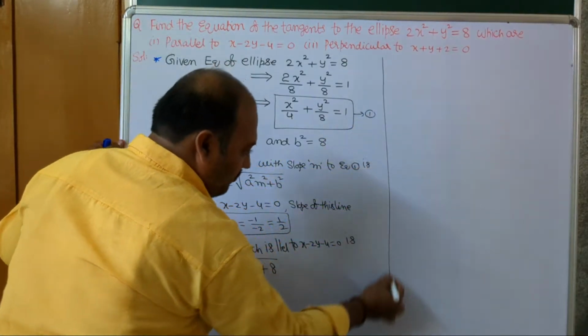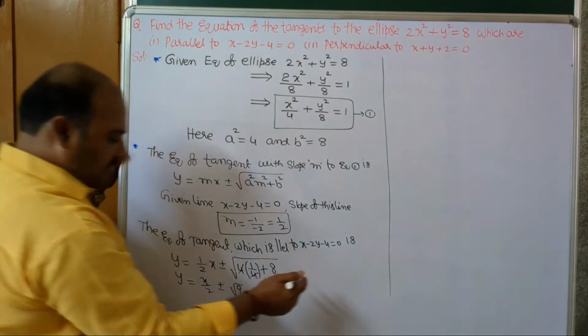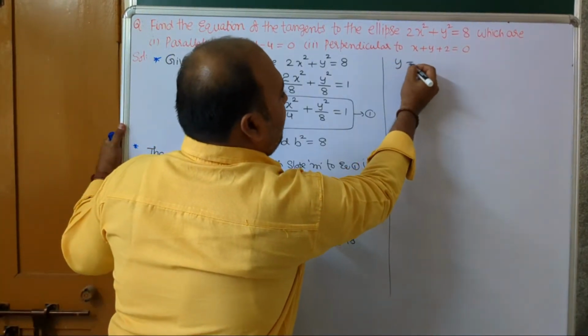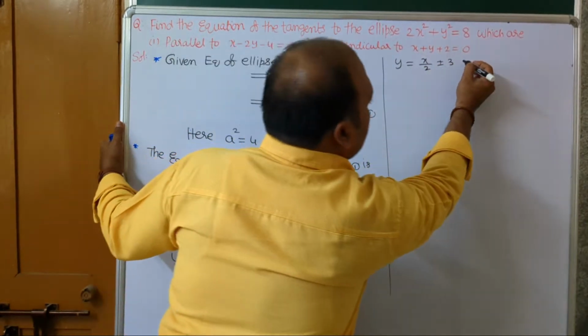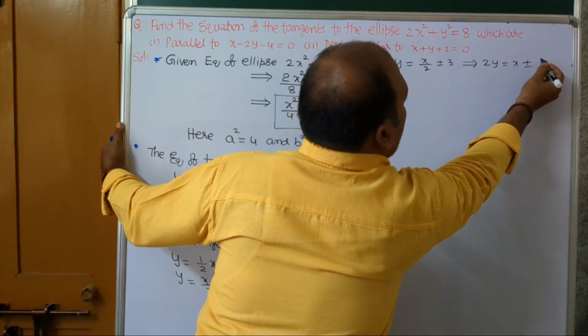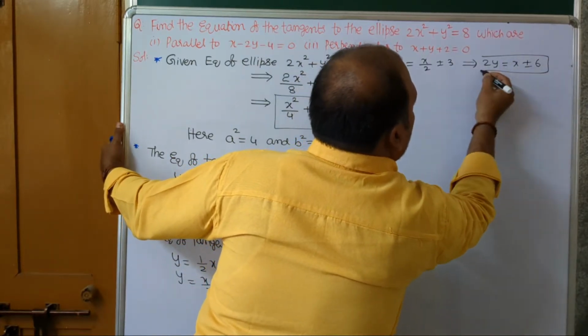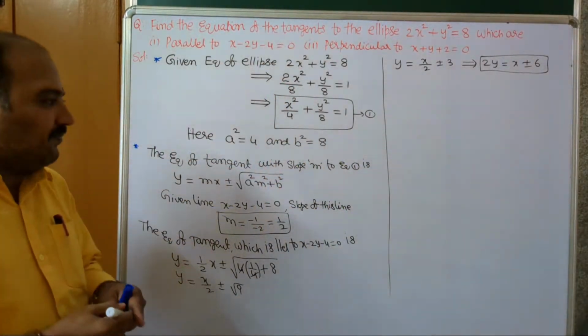Now plus or minus root 9 means plus or minus 3. So you will get y is equal to x by 2 plus or minus 3. After taking LCM, it becomes 2y equal to x plus or minus 6. So one of the answers is completed.